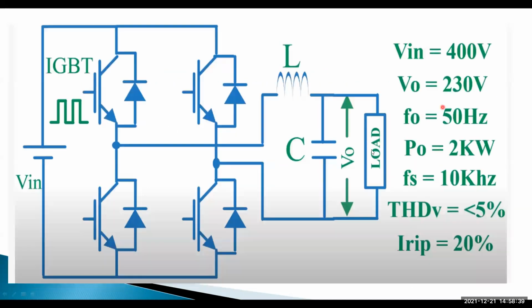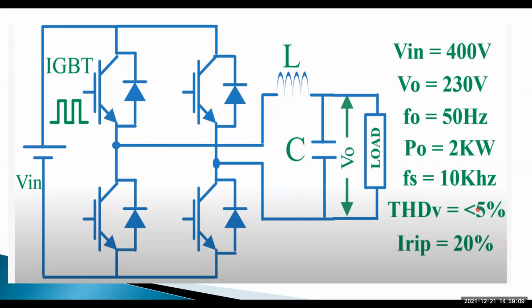For the design of an inverter, our input voltage VDC is 400 volts, the output voltage is 230 volts, and the output frequency is 50 Hz. The output power is 2 kilowatts and the switching frequency is 10 kilohertz. These are our input specifications, and the total harmonic distortion is less than 5%. By using unipolar switching operation, we will get THD less than 5%.